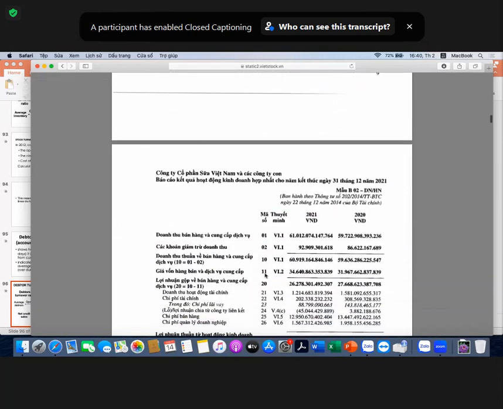We take 60,919.2 dividing by average account receivable. Now, what is the debtor turnover ratio? 13.95.